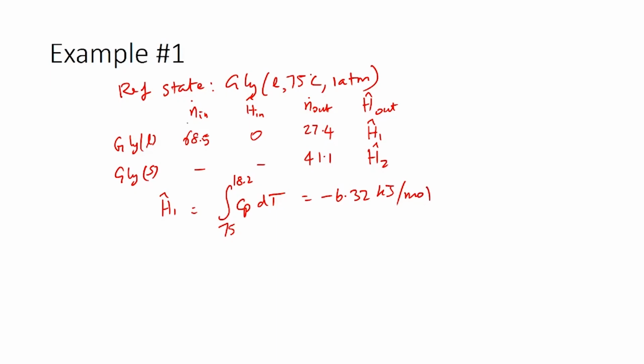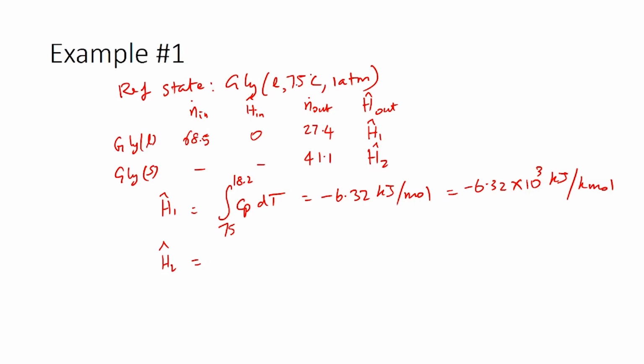So since the molar flow rates are in kilomoles per hour, we can convert this to kilomoles as well. So you would have the value as minus 6.32 times 10 power 3 kilojoules per kilomole. Now for the second enthalpy term, which is H2 cap, we have two steps.